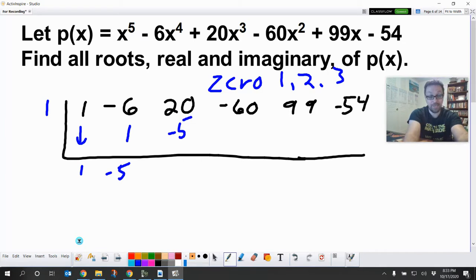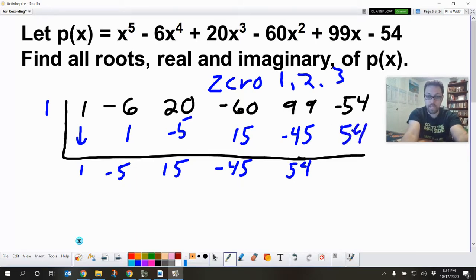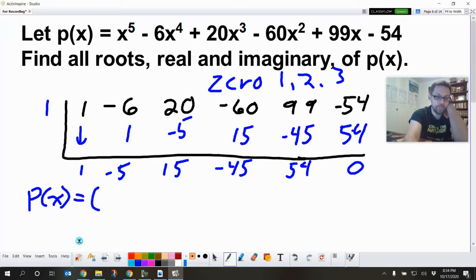All right, 20 plus, not times, I get 15. 15 times 1 is still 15. Add those together, that is negative 45. Add those together, that should be positive 54. And then this is 54. Add those together and we get 0. Cool. That's my first one. So I know at this point that p of x equals x minus 1 times the quotient. So that's my first 0 that I factored out or divided out.